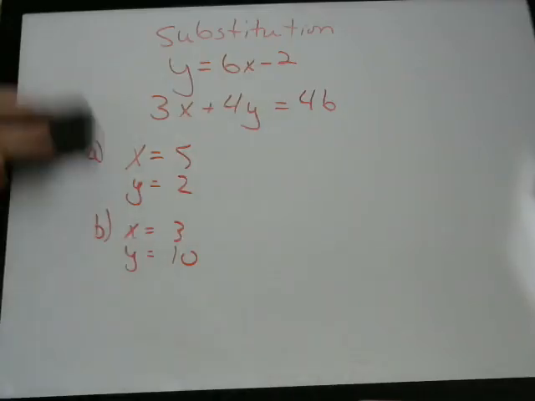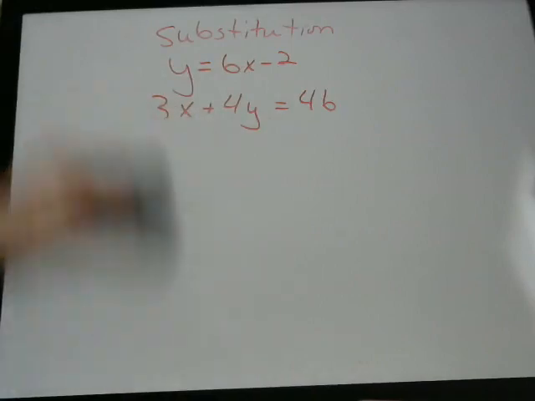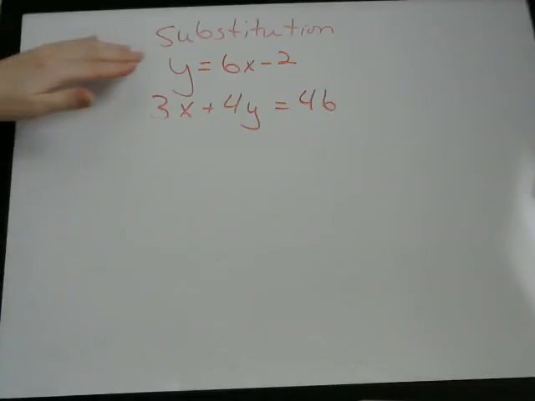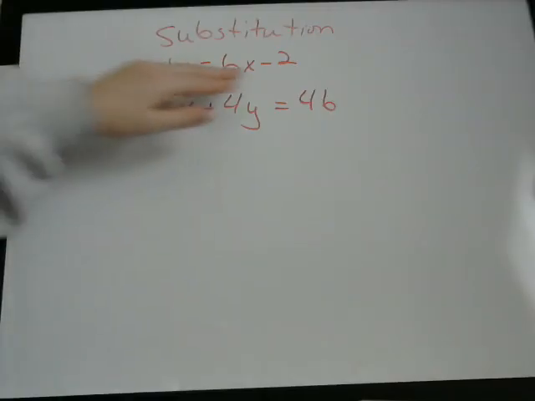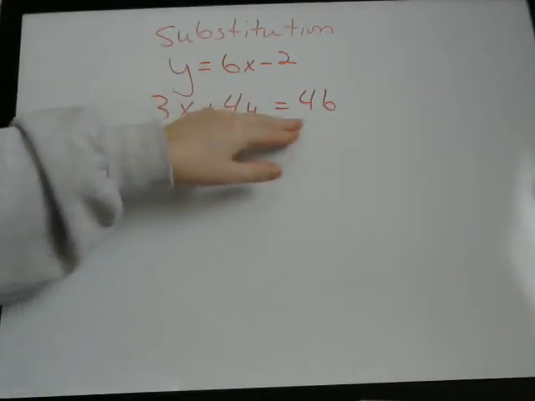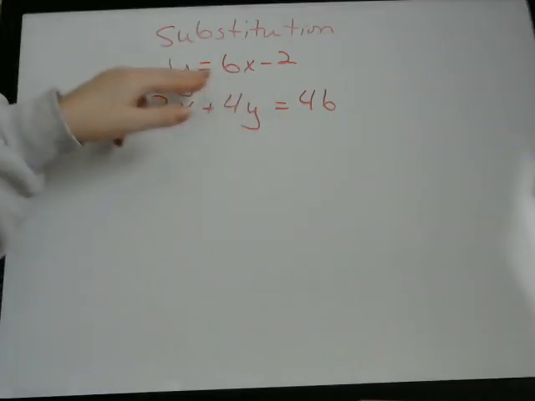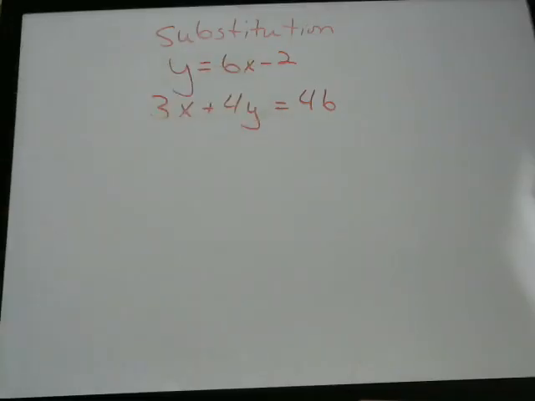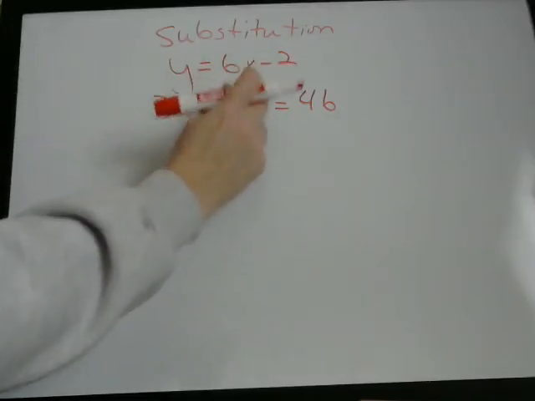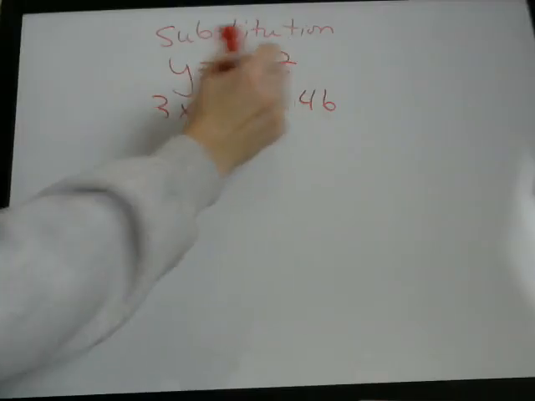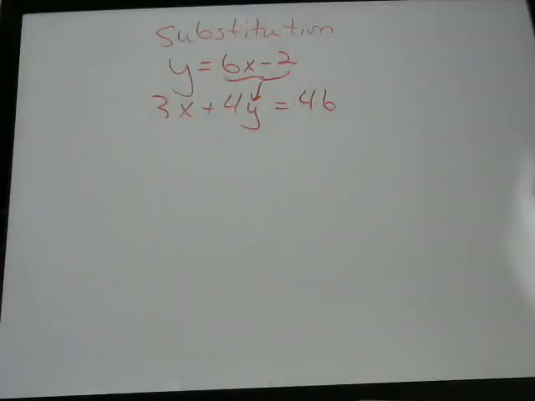but we'll see how to get to the right answer. And there's two ways I'm going to show you how to get to the right answer. The first way is what I would deem more the algebraic way, and the second way is more trial and error. So here we have two equations. y equals 6x minus 2, 3x plus 4y equals 46. So we're going to substitute for y, since it equals 6x minus 2, we're going to substitute that in for that y. That's why this is called the substitution method.